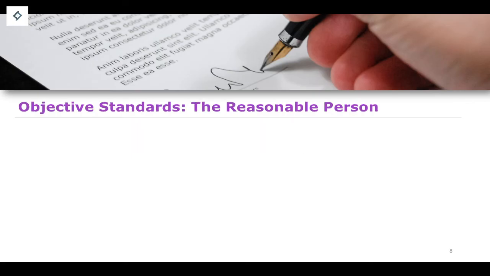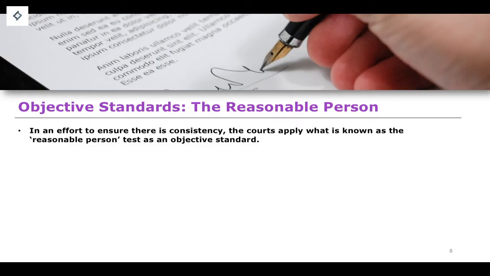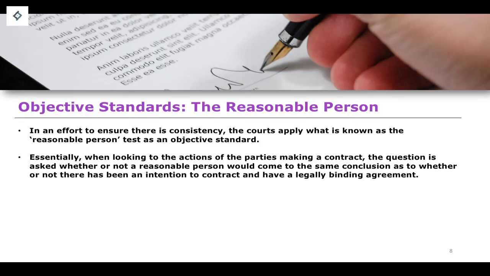So this is the objective standard that is applied, and when we think about objective standards, one of the things that we always will hark back to within English law, whether we are doing the law of tort, or criminal law, or contract law, is this idea of the reasonable person standard. So in an effort to ensure that there's a certain degree of consistency when applying these objective standards, the court applies what is known as a reasonable person test to an objective standard.